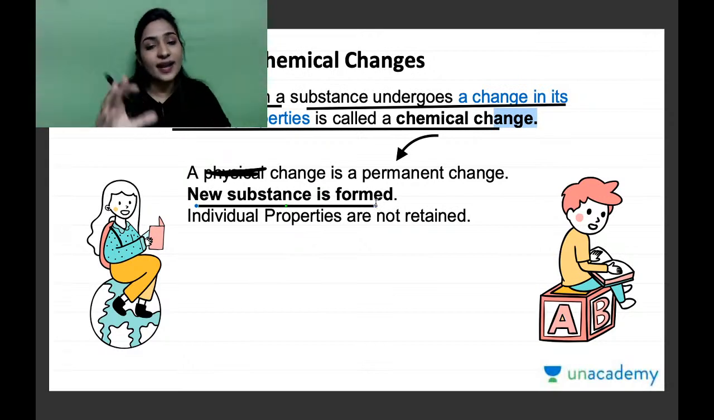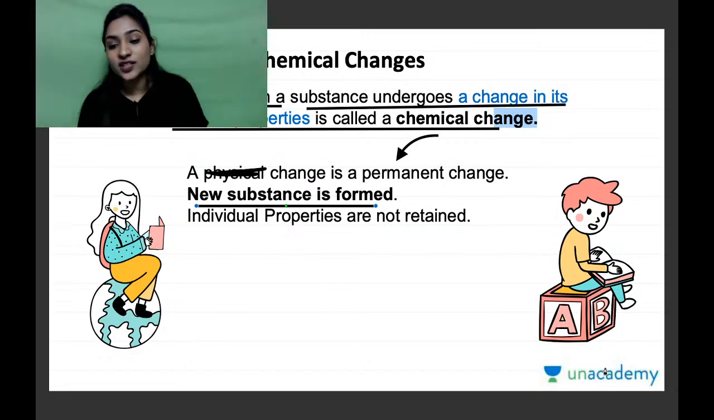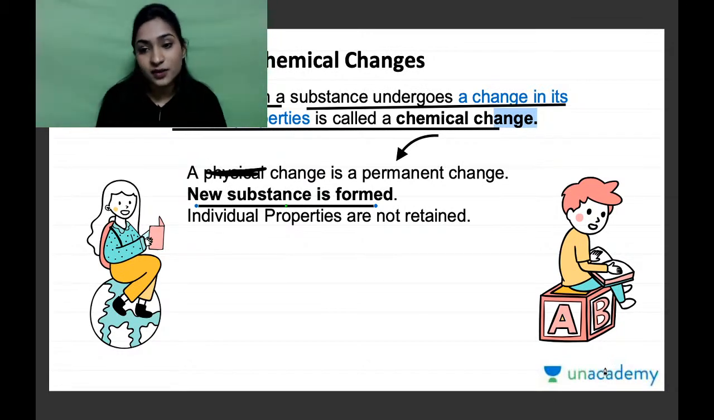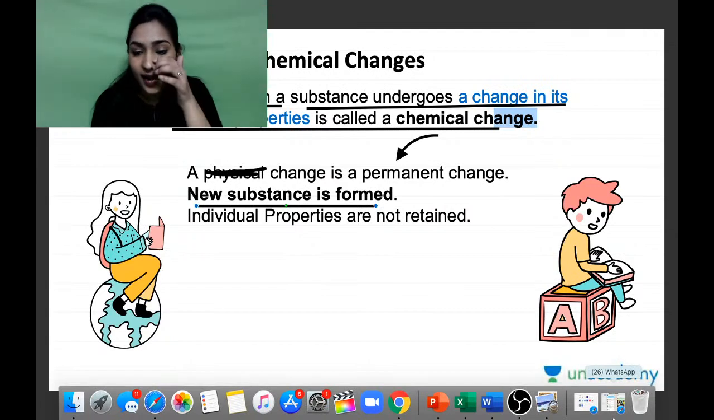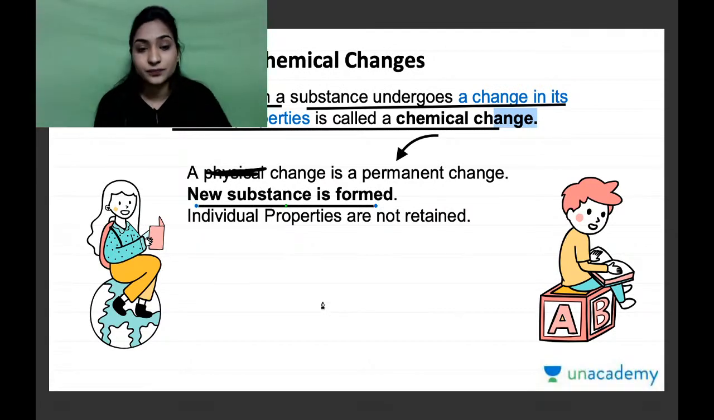Obviously, अगर नया सब्सटेंस बन गया है, okay, hi Harshita, okay, Harshita Yadav from the class, I remember you were there in the special class, right?